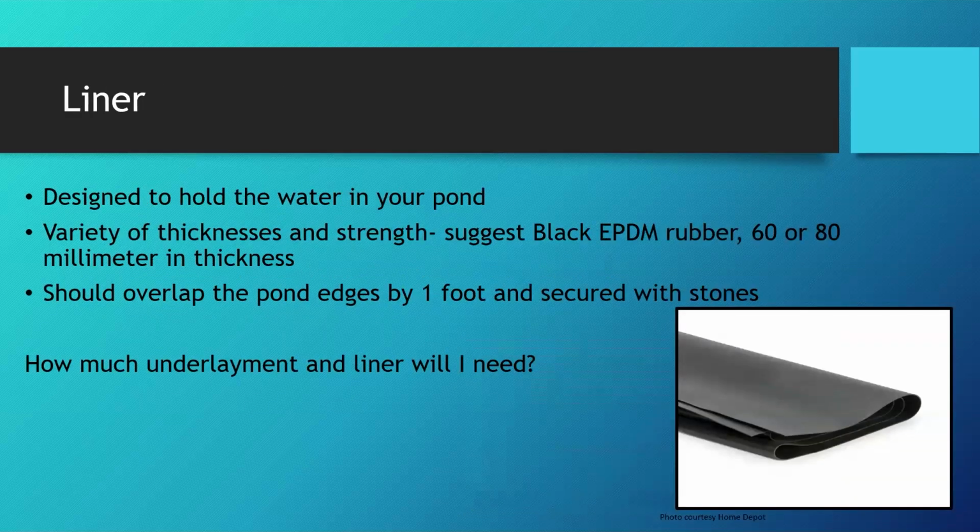The liner. The pond liner is designed to contain and hold the water in your pond. Pond liners come in a variety of thicknesses and strengths. By the way, this is not an area to cut corners. Buy a liner that will last you many years. The suggestion is to use a black EPDM material 60 or 80 millimeters in thickness. You'll need to purchase enough liner to fill the pond space and overlap the edges by 1 foot. The overlap liner will be concealed with stones.